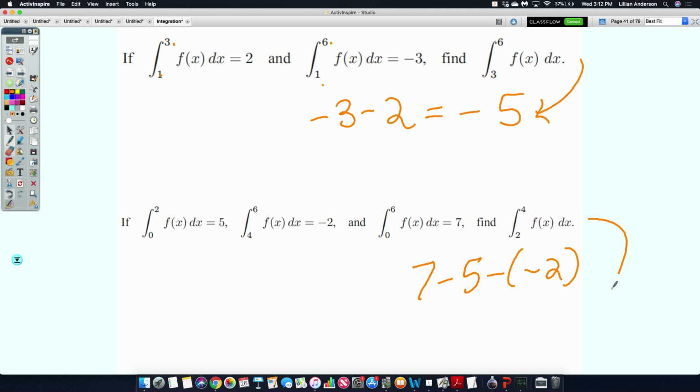So then what is the area from 2 to 4? 4. You would add these together: 7 minus 5 is 2, and then you add 2 to get 4. That'd be 4. Very good.